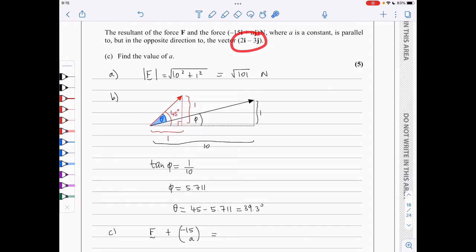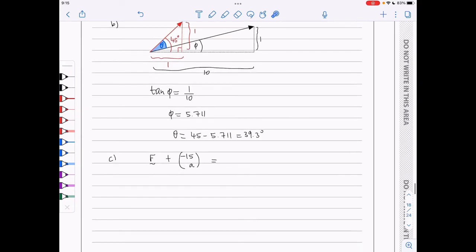Now parallel means a multiple, and if it's in the opposite direction, I'm just going to switch the signs around, so that will become negative and that will become positive. So it's going to be equal to lambda times minus 2, 3. So F was 10, 1, plus minus 15, A is equal to minus 2 lambda, 3 lambda.